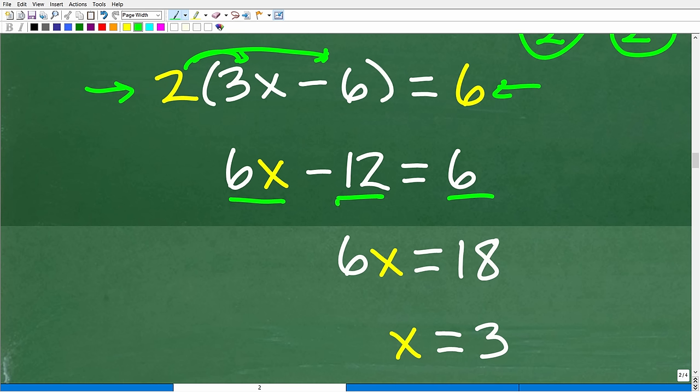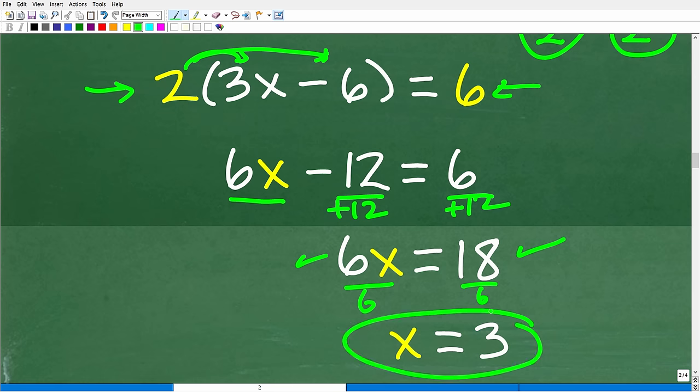So to solve this equation, we need to add 12 to both sides of the equation. So 6 plus 12 is 18. So I have 6x is equal to 18. So now I can divide both sides of the equation by 6. So 18 divided by 6 is 3. So x is equal to 3.